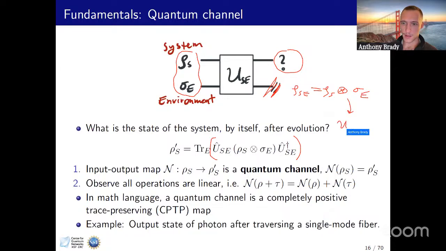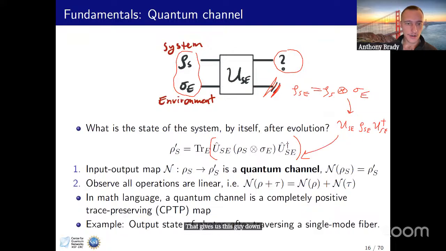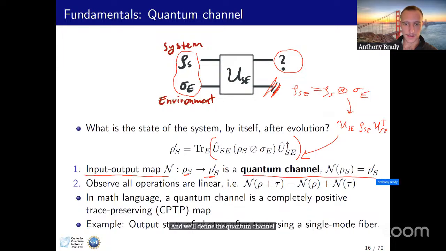And so then we have rho SE after evolution, USE dagger. And then as before, we ask, what's the state of the system? Well, we're going to trace out the environmental modes we don't have access to. So we're simply going to trace them out, and that gives us this guy down here. And generically, you can define a quantum channel in precisely this manner. So we have the quantum channel N as some input-output map. We have some input rho of S and some output rho of S prime, and we'll define the quantum channel as this output here.